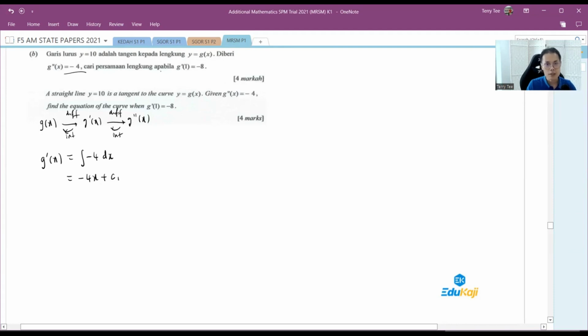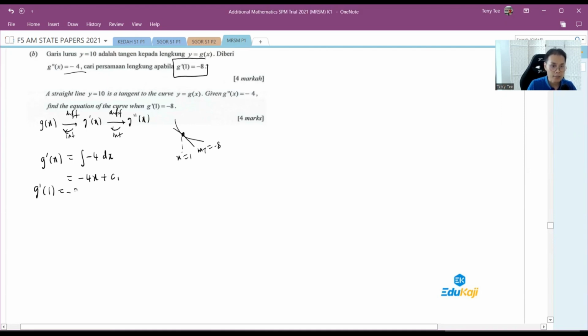To find the value of c, we can use this information: g single prime 1 is negative 8. You can write in coordinate form. g prime of 1 equals negative 8. Your g single prime means your gradient. That means at the point where x equals 1, the gradient of the tangent is negative 8. So I need to put a negative here.